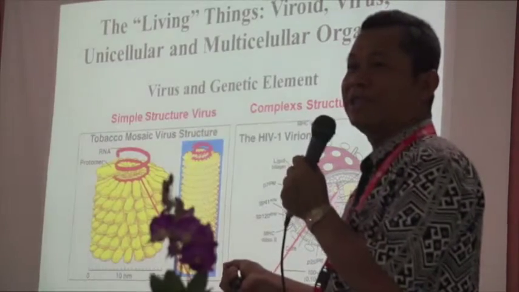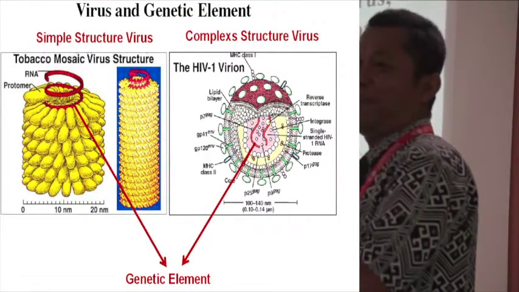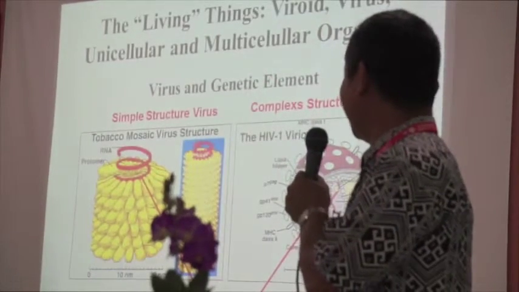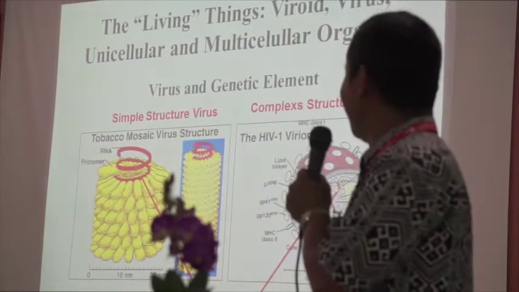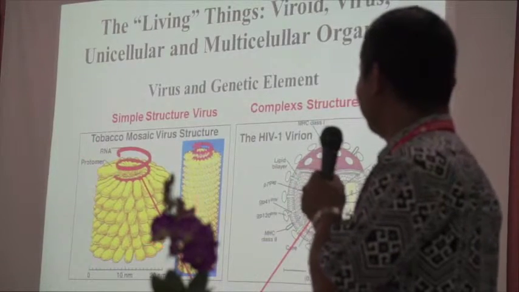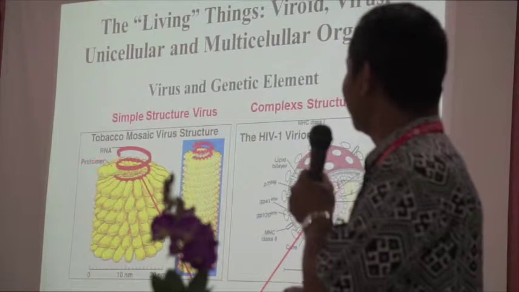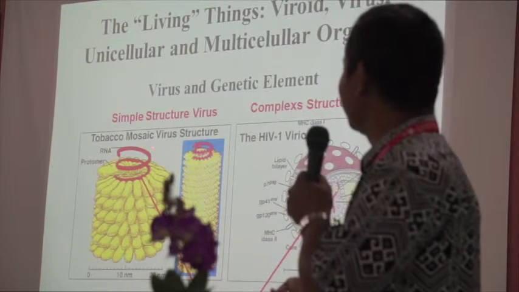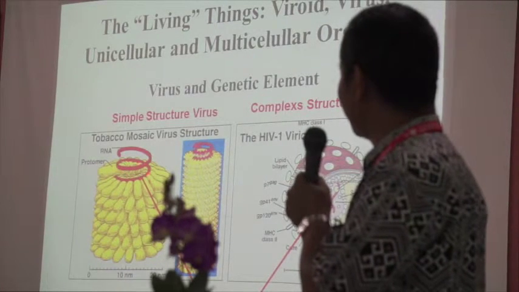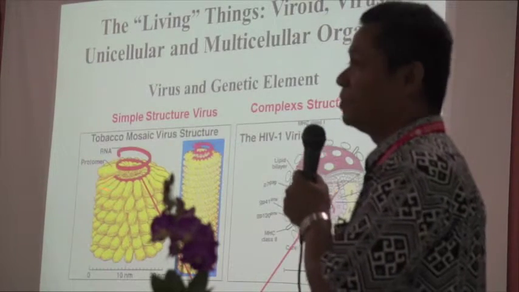And when we're talking about synthetic biology, we start with the genetic element. All of the living things, I think, have a genetic element that is RNA or DNA. Here I put a simple structure virus, that is TMV, tobacco mosaic virus. The structure is very simple. It is a genetic element, RNA, surrounded by the protein called capsid.